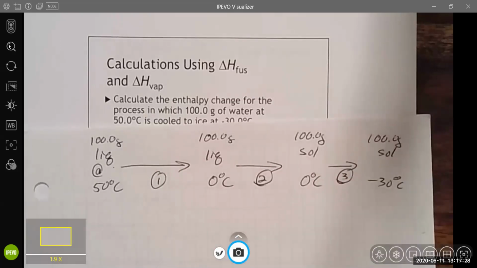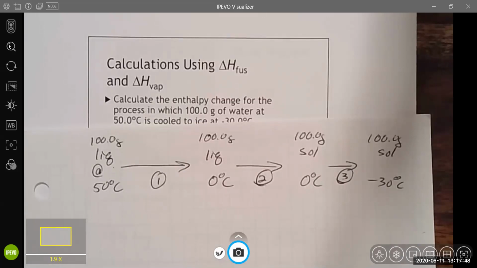Each of these is going to have heat involved in it. Now, because we're cooling it, we're taking the heat away from the system. This system is going to be losing energy. So the heat's going to be negative, meaning this is all exothermic. It's releasing its energy. The energy is leaving. It's going to the surroundings.